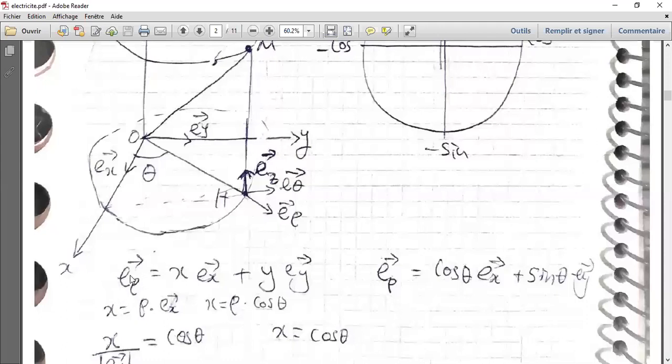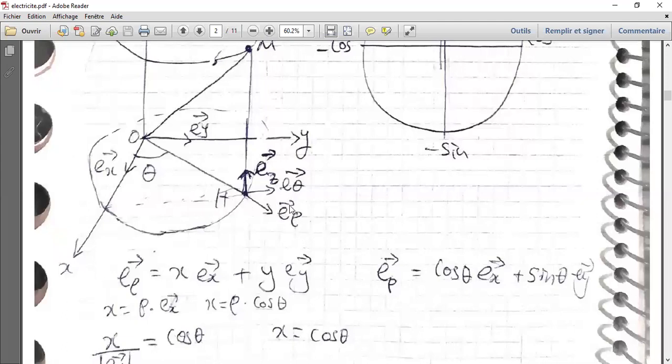So if you remember our last video, under the Cartesian coordinate plane, we had OM equal to x ex. I think you know that one. OM, for me to find the point M, is x ex plus y ey. So it's just the same as e rho. I have e rho, so OH is defined by what?